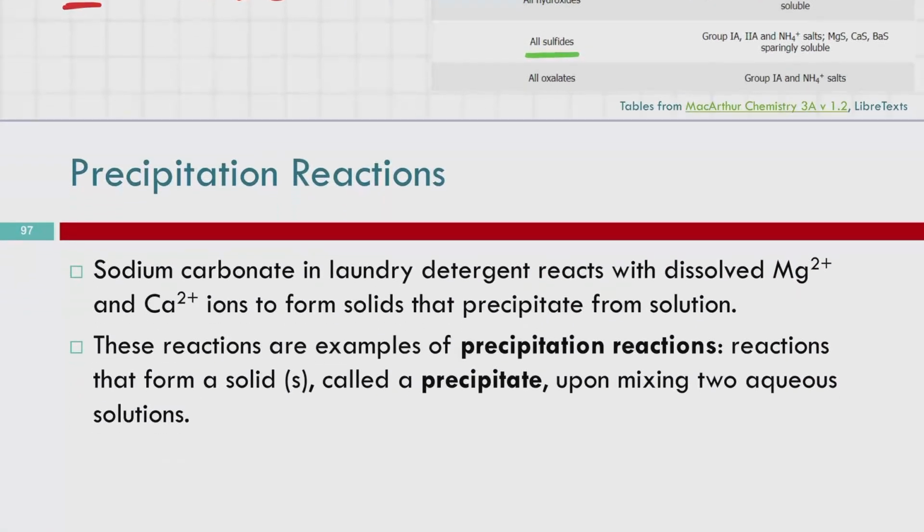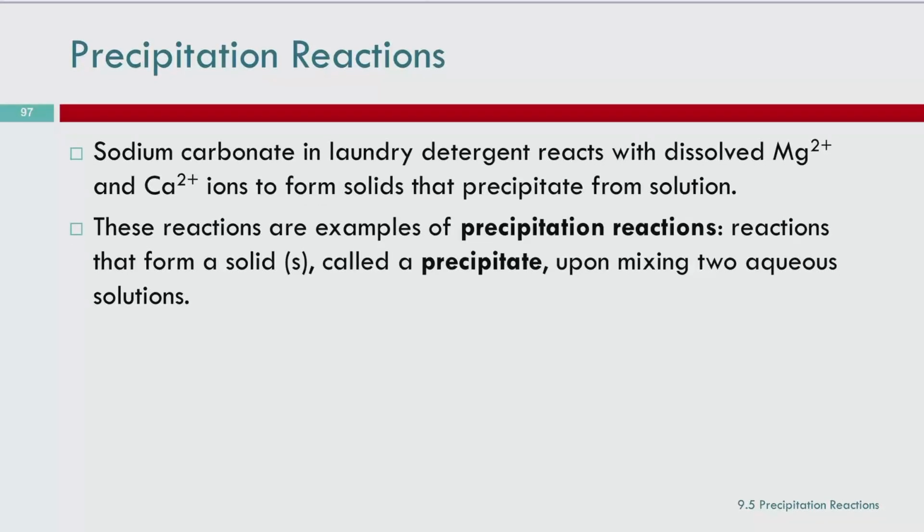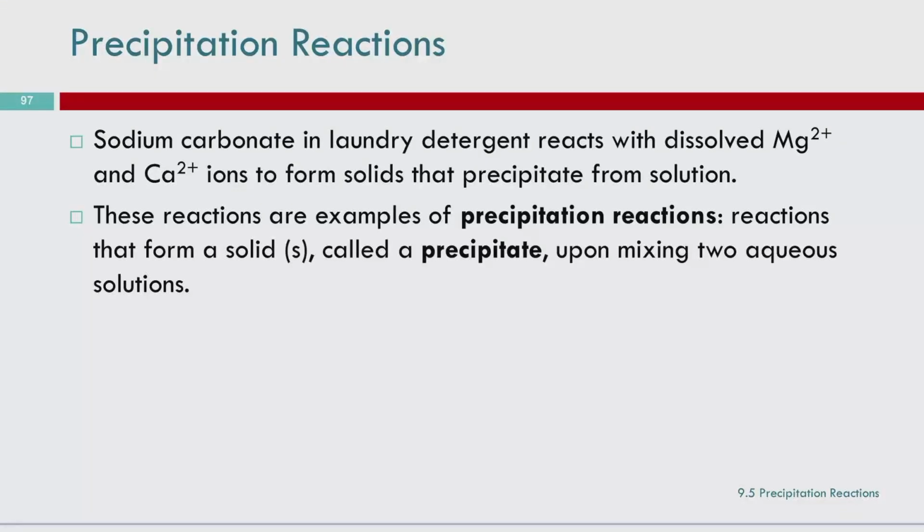Part of the reason that solubility is important is so that we can do precipitation reactions, a new class of reactions. We've seen precipitation reactions before, but we haven't covered them in lecture yet. So sodium carbonate that's in laundry detergent reacts with dissolved magnesium and calcium ions. Those form solids that precipitate from the solution. So in your washing machine, you throw in laundry detergent. Usually it's got some compounds in there that pull out hard water ions from the water. Hard water ions typically interfere with the ability of your laundry detergent or other soaps to do their soap action.